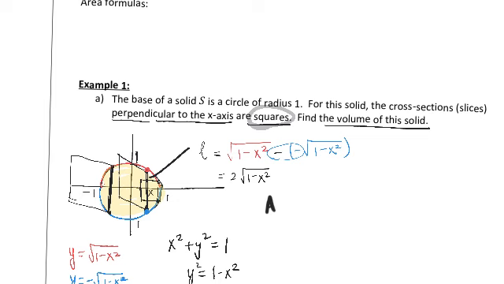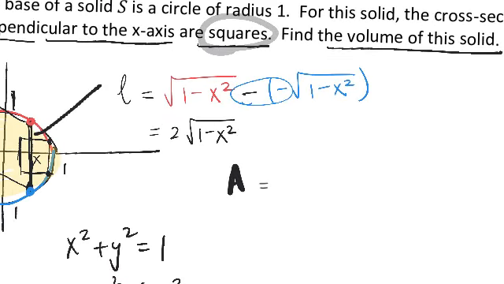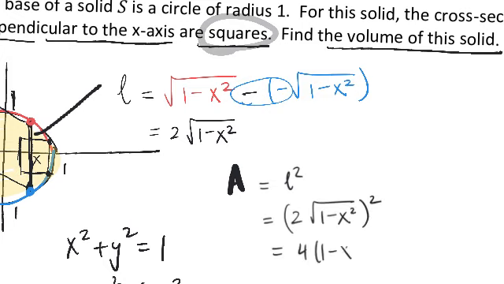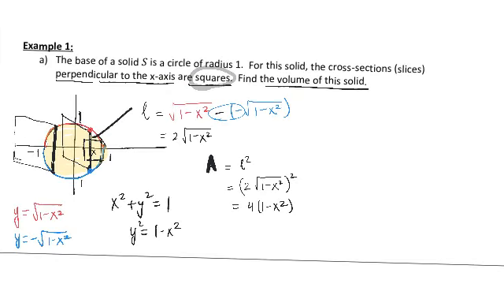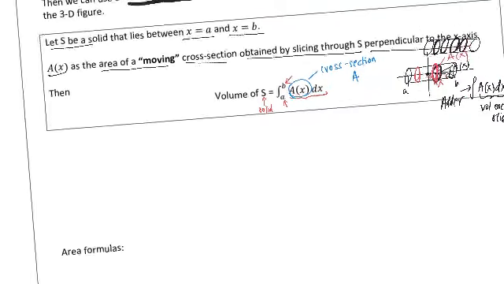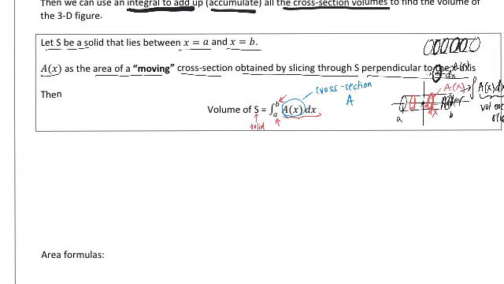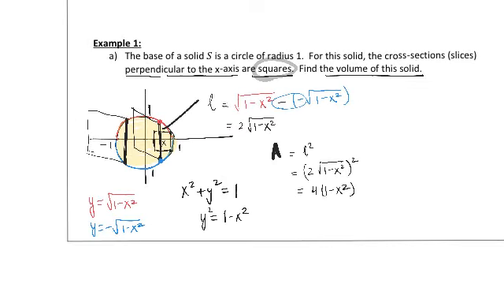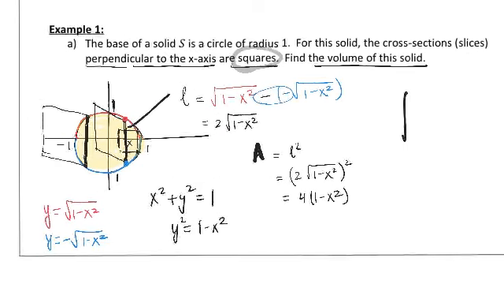So the area of the square is L squared, right? That's the area of any square. So I then just square this and I get 4 times 1 minus x squared. And now that's what I need to put into my volume equation. The volume equation was back here, if you remember. It's the integral from a to b of the area dx. So I go integral.